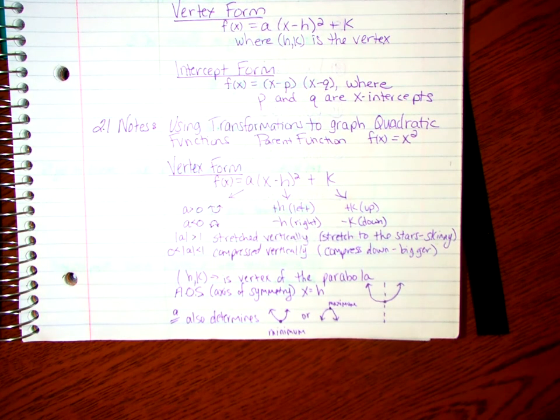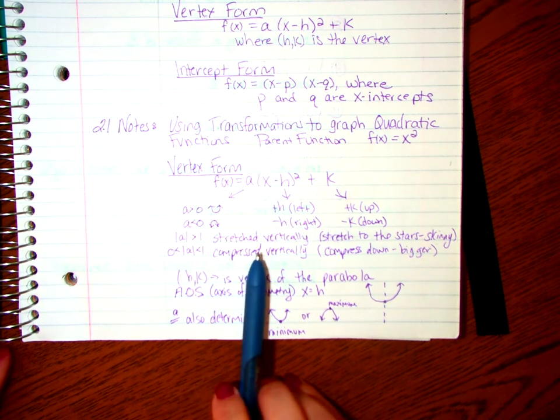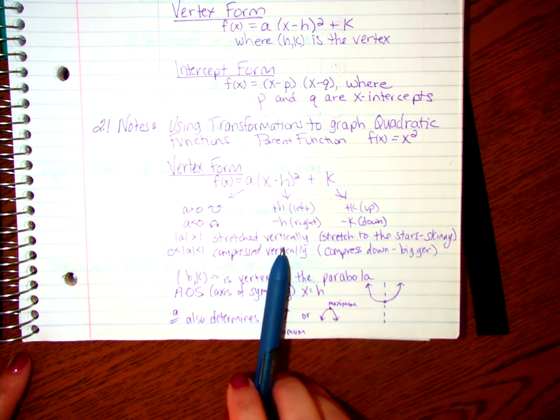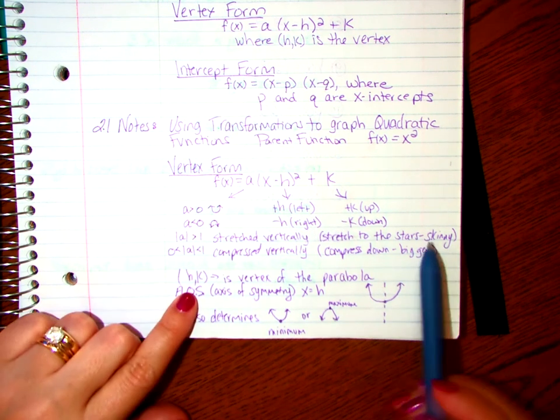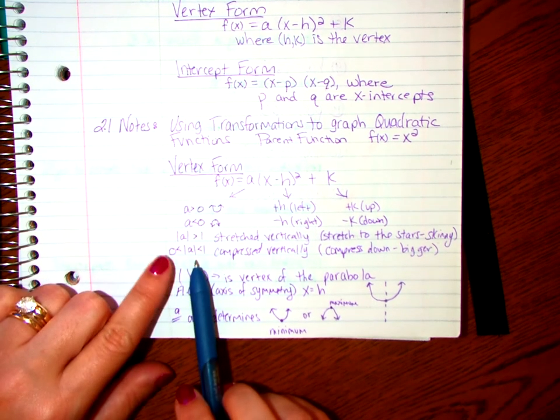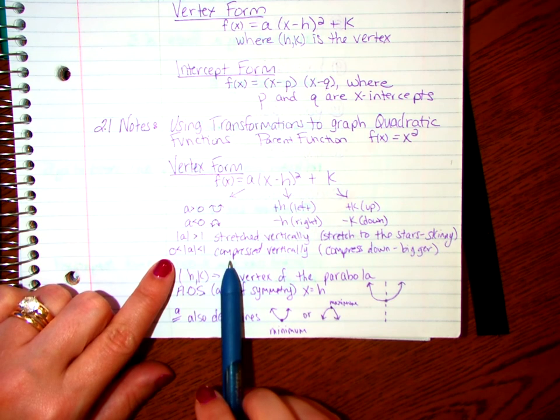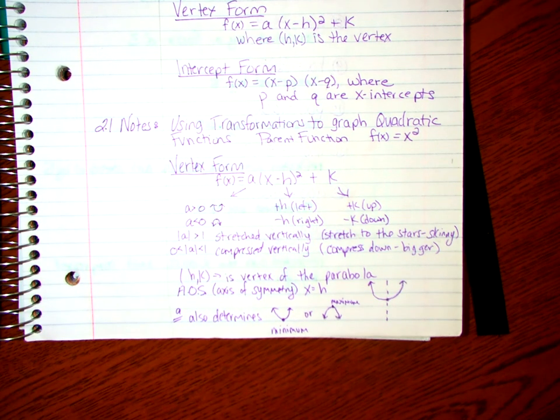The k, if it's positive, you go up. If it's negative, you go down. So when a is greater than 1, we call it stretched vertically. Think about holding your arms up in a U, and you're reaching to the stars. You're going to get skinnier. Your parabola will get skinny. If it is a fraction between 0 and 1, we call that compressed. So think about getting wider, like you're pressing down to the x-axis.